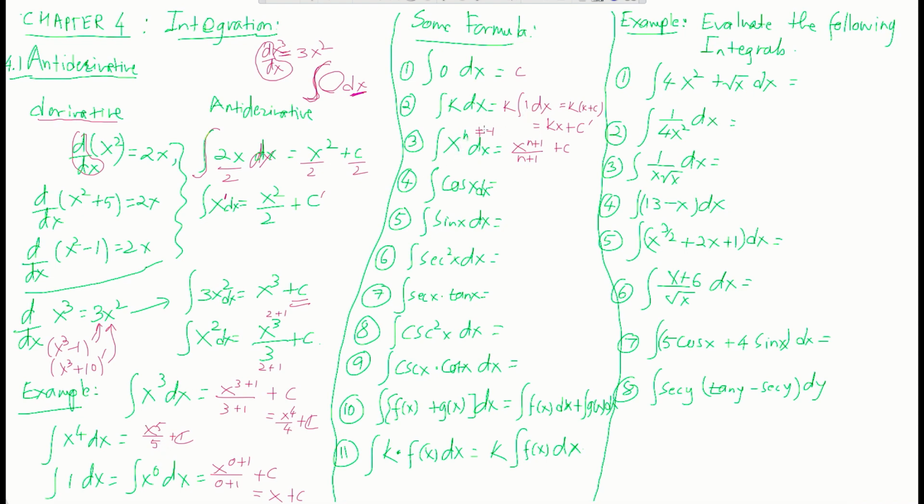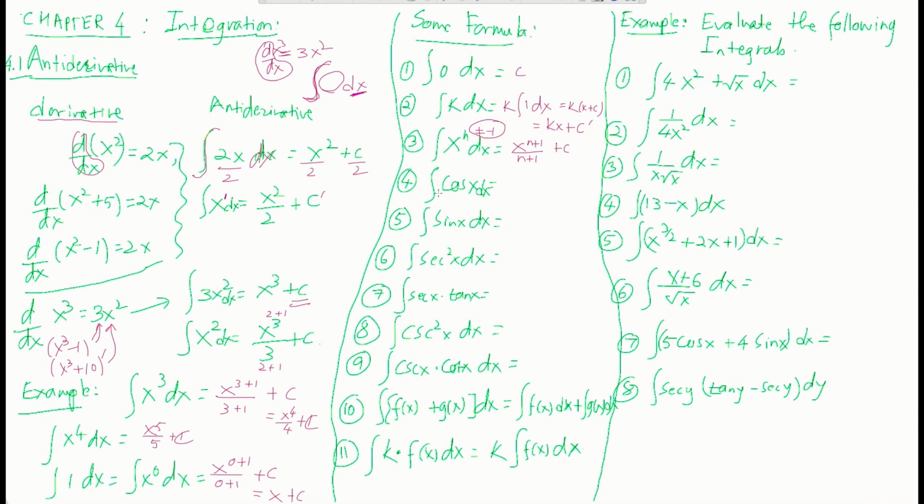That's why for x to the n, n is not equal to negative 1. Why? If n is negative 1, then you will get negative 1 plus 1, which is 0, in the denominator, which gives you infinity. That's why n cannot be equal to negative 1.